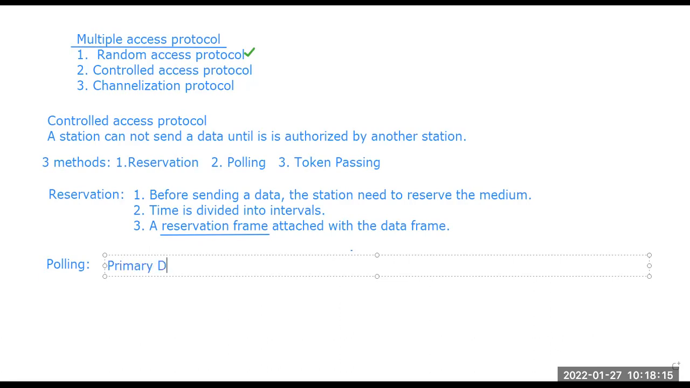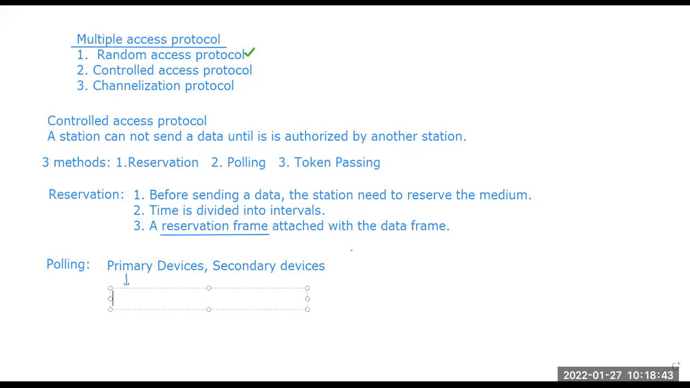Suppose primary devices and the second one is secondary devices. So the primary devices, what is the function? What is the role of these primary devices? First, the primary devices control the link. It is actually controlling the link. The link is controlled here by these primary devices, and it is always the initiator of the session.